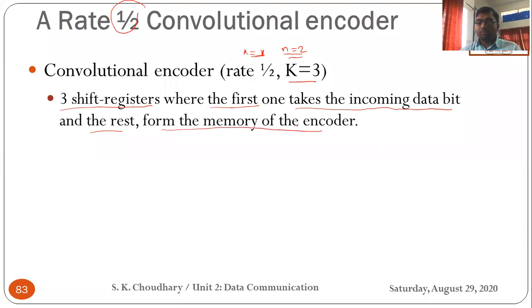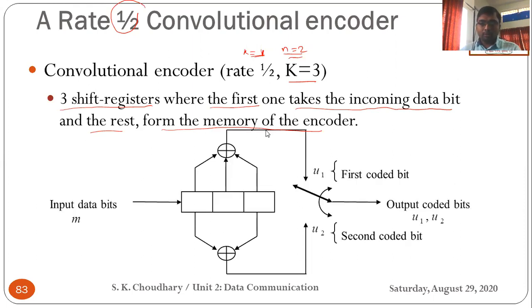memory of the encoder. Okay, the first shift register is for taking the incoming data bit, and the rest of 2 are used as memory elements of the convolutional encoder. So this is the structure of the 1/2 convolutional encoder. So everyone draw this diagram.